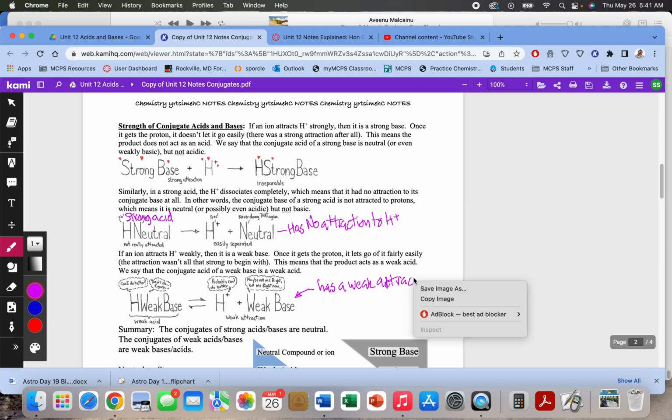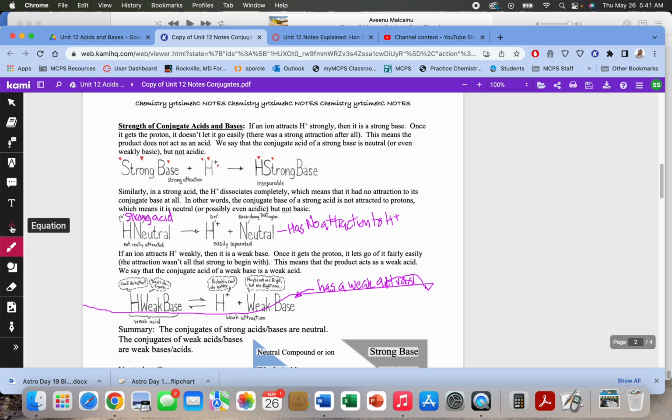Attraction, easy for me to write. Did I do that again? I did. Let's try this. There we go. Let's actually rewrite this just a little bit better so it's neater.